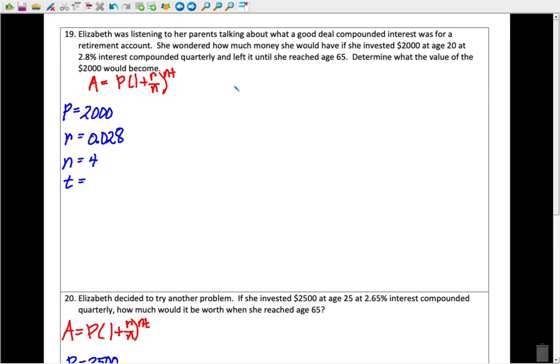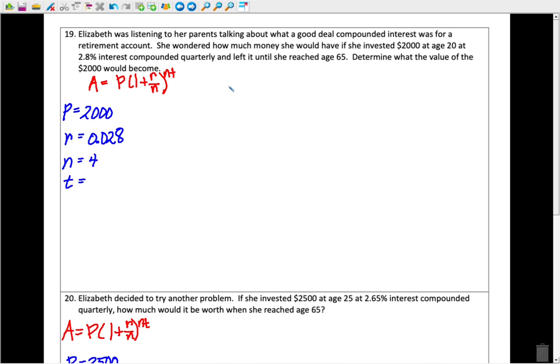Elizabeth was talking to her parents about what a good deal compounded interest was for a retirement account. She wondered how much money she would have if she invested simply $2,000 at age 20 at 2.8% interest compounded quarterly and left it there until she reached 65. So, determine what the value of her $2,000 would become.